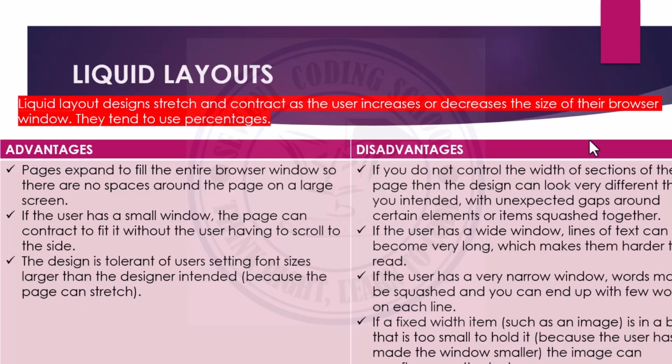Some of the disadvantages: if you do not control the width of sections of the page, then the design can look very different than you intended. If the user has a wide window, lines of text can become very long, which makes them harder to read. If the user has a very narrow window, words may be squashed and you can end up with few words on each line. And if a fixed width item, like an image, is in a box that is too small to hold it, the image can overflow over the text.